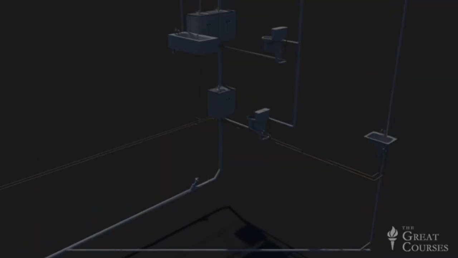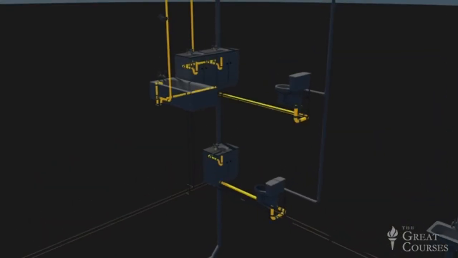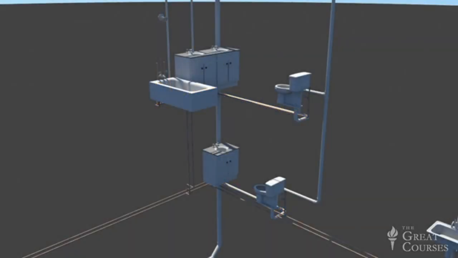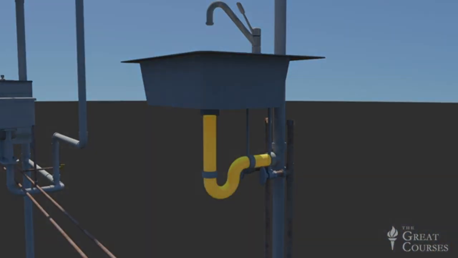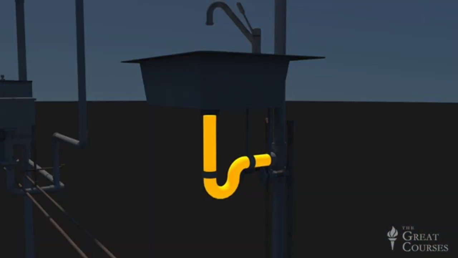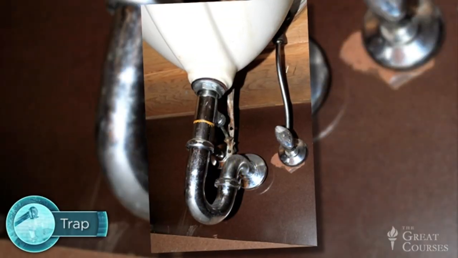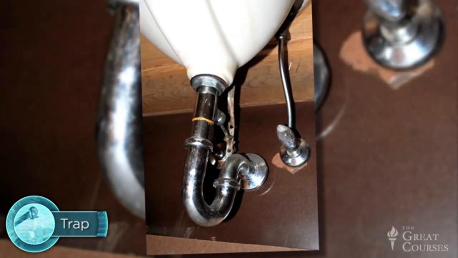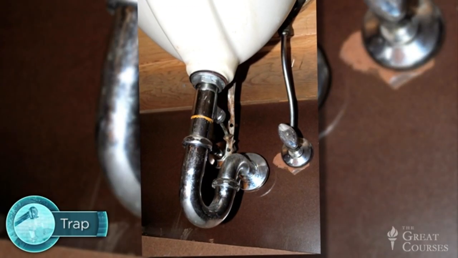In either configuration, every pipe running from a fixture to a stack must be mounted on a gradual downhill gradient along its entire length, with one important exception: this U-shaped bend located directly beneath each drain. It's called a trap, and it's one of the most important features of your plumbing system. Let's see how it works.